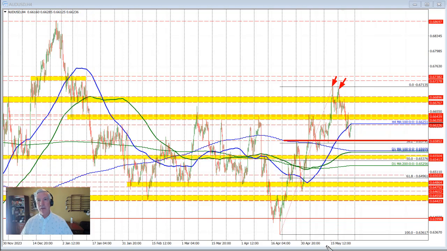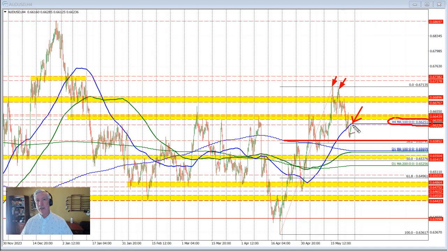of that level, and we have since moved back up to test the 100 bar moving average on the 4-hour chart. That level comes in at 0.66251, and we seem to be finding at least some stall against that level ahead of this swing level area through here. So if the sellers can lean against this level, it would say to me that the sellers are more in control.